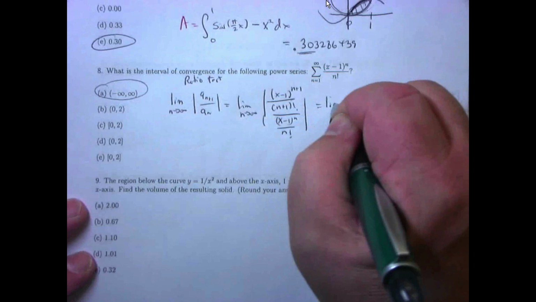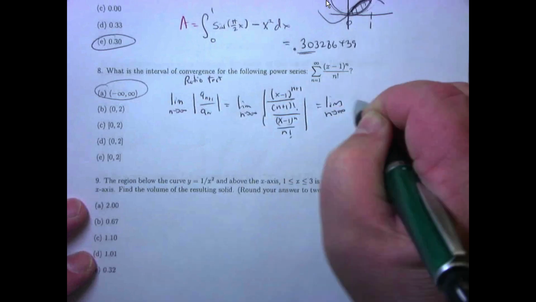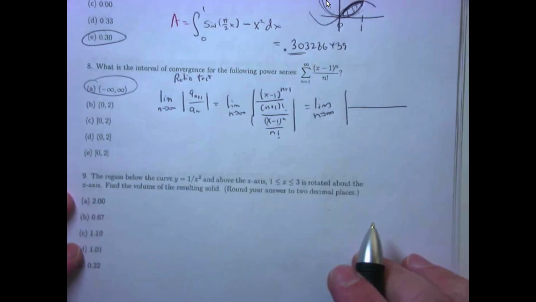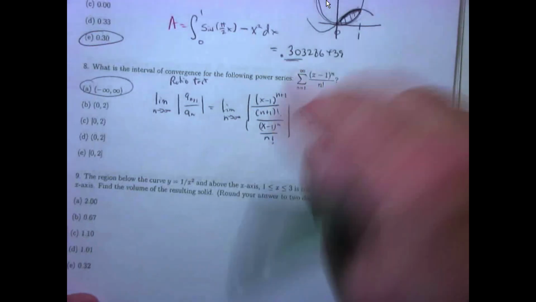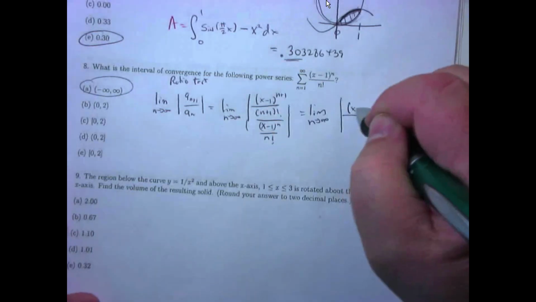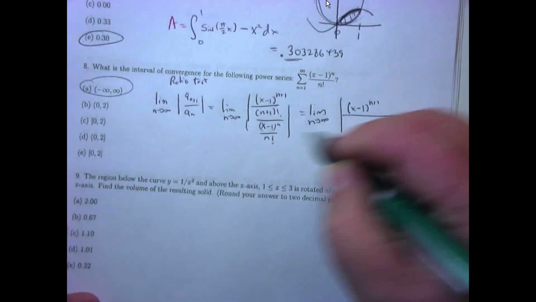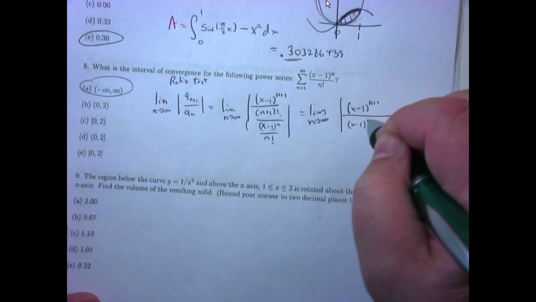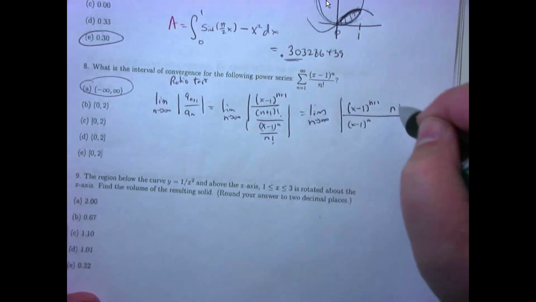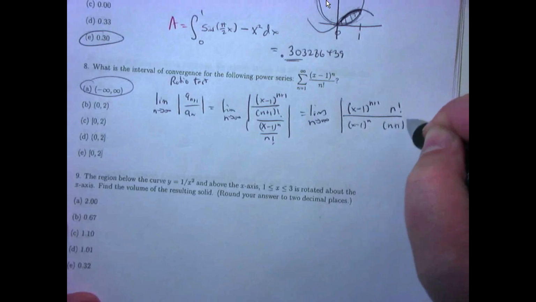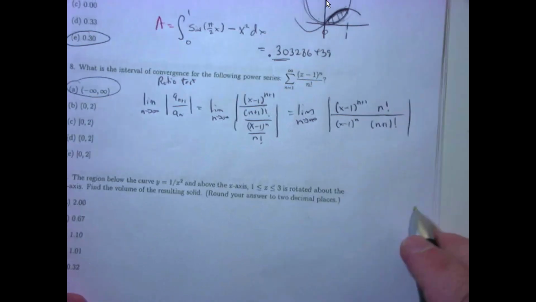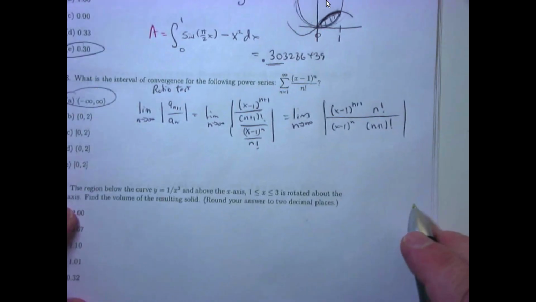When you clean this up, take your time, but this is the limit as n approaches infinity. I divide by the denominator, I flip and multiply. This is x minus 1 to the n plus 1. This flips on the bottom, x minus 1 to the n. This n factorial shows up on top. The n plus 1 factorial shows up on bottom, absolute value.